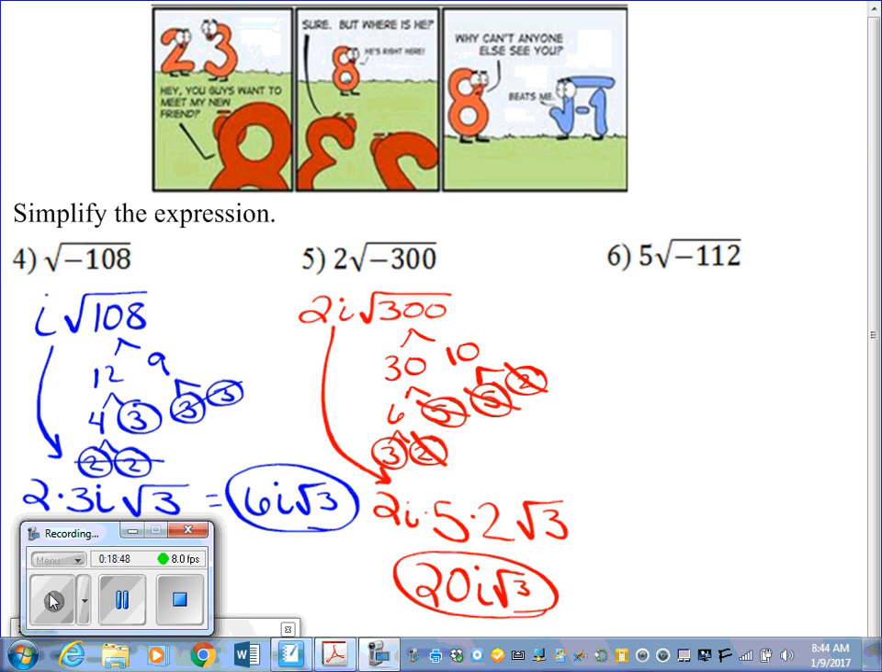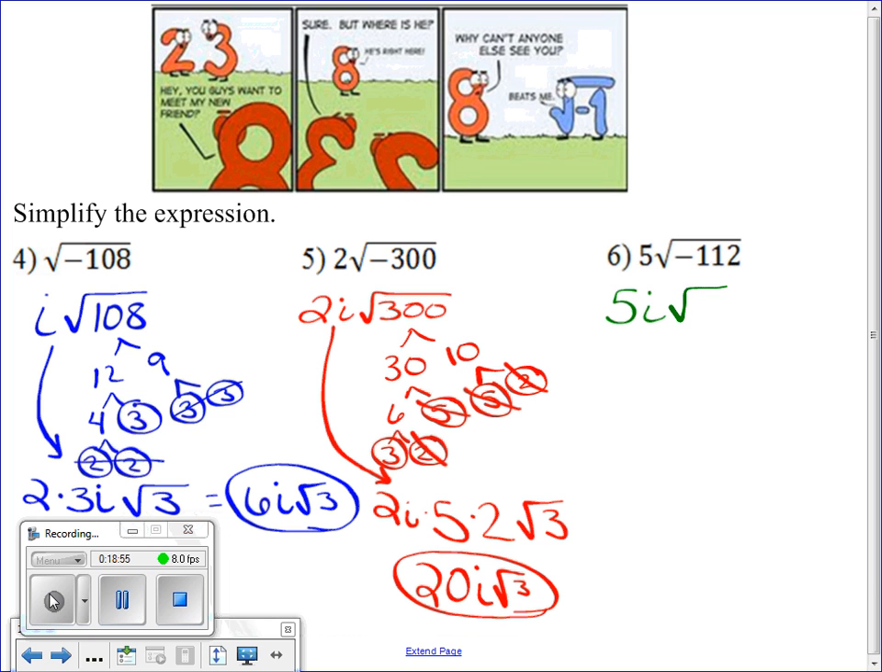All right, so number 6, what'd you do first? Good, take that negative out. So 5i radical 112. Say it again. 20. Oh, I'm like, okay, sorry. My brain was not processing what he just said. Sorry, Ramon. All right, 28 and 4.